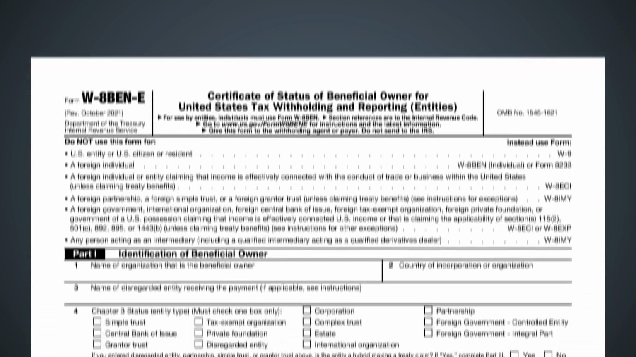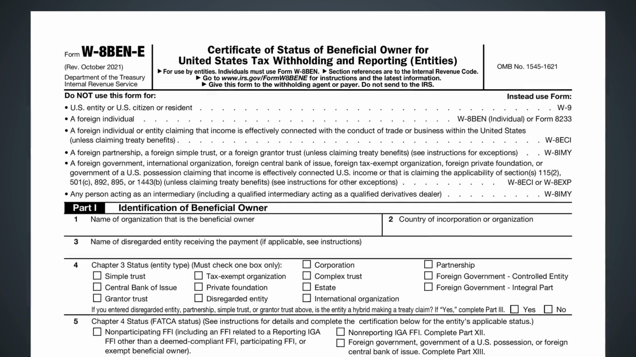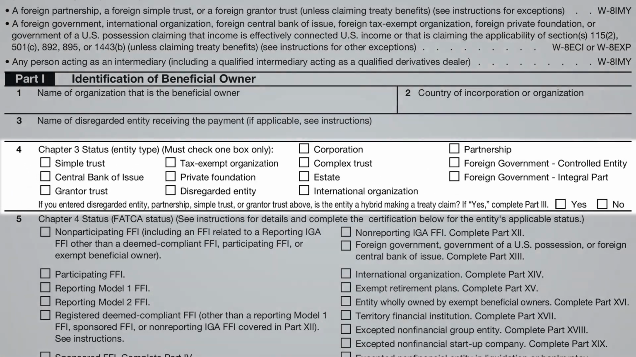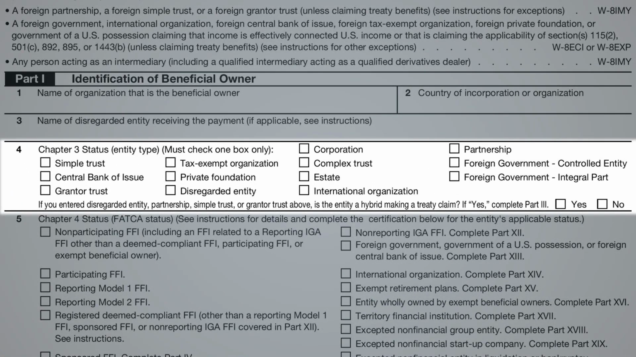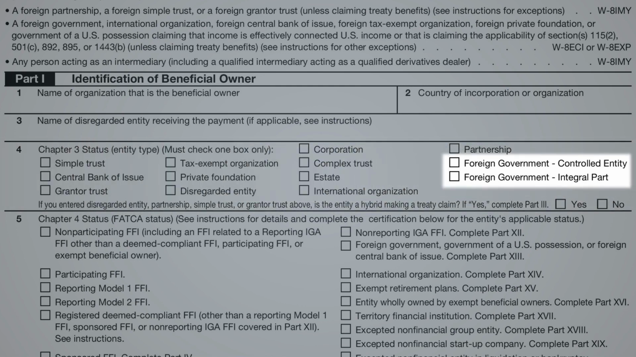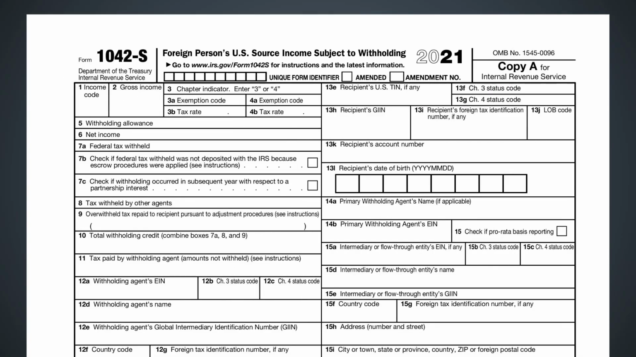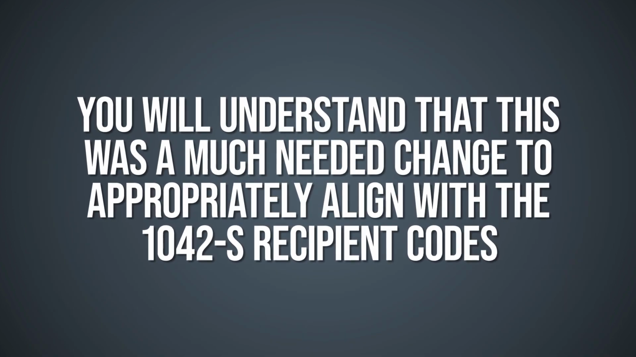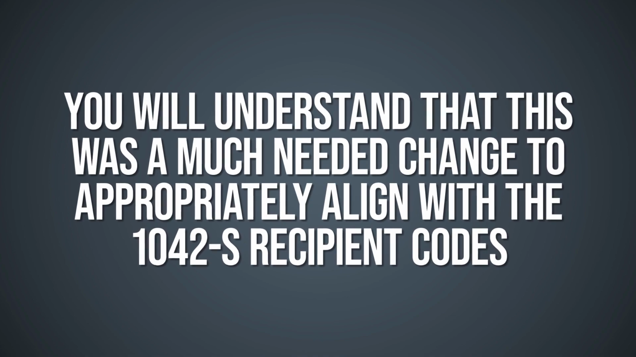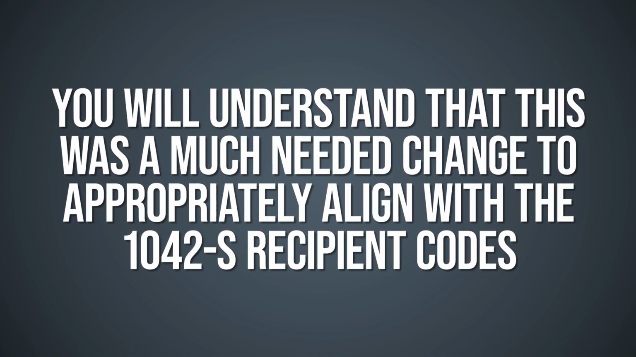First, we'll be looking at the face of the form starting with line 4, which is for Chapter 3 status or entity type. It's been updated to remove the general classification for government and replaced with two possible classifications for a foreign government: an integral part of a foreign government, and an entity that is controlled by a foreign government. For anyone who undertook 1042-S reporting last year, you'll understand that this was a much needed change to appropriately align with the 1042-S recipient codes.